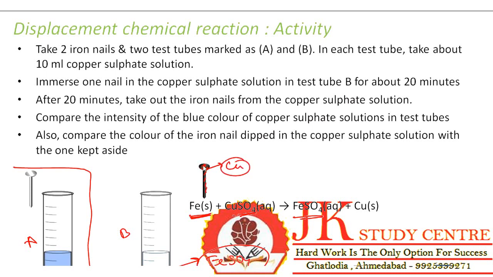So this is copper. This nail got a layer of copper here, right? So it is a copperish color, and this should not be black. There's some issue with the animation. This should be a little copperish color, and this solution becomes a lighter color because FeSO4 is lighter and CuSO4 is darker. So that's how it happened. This CuSO4 became FeSO4 and this iron got a layer of copper.